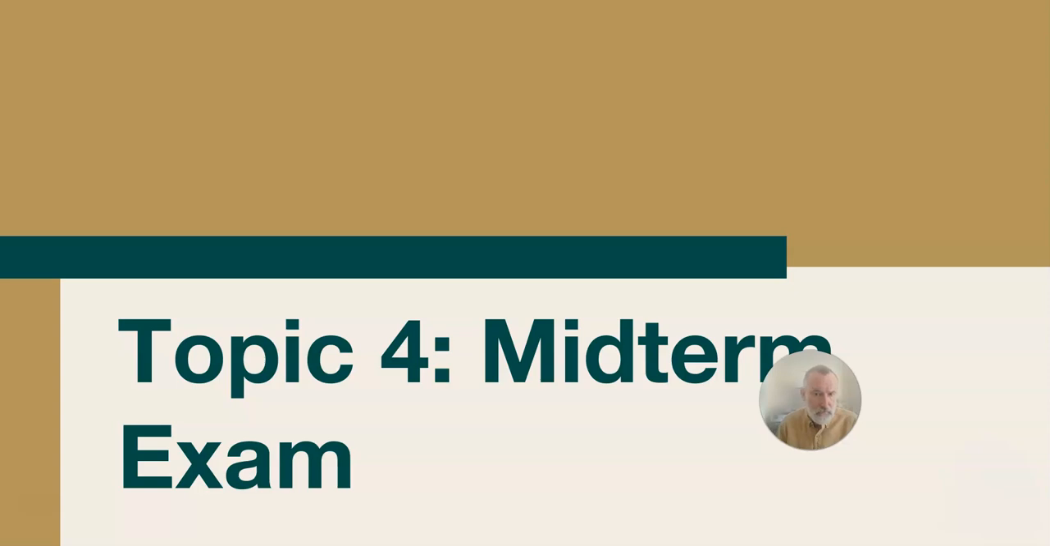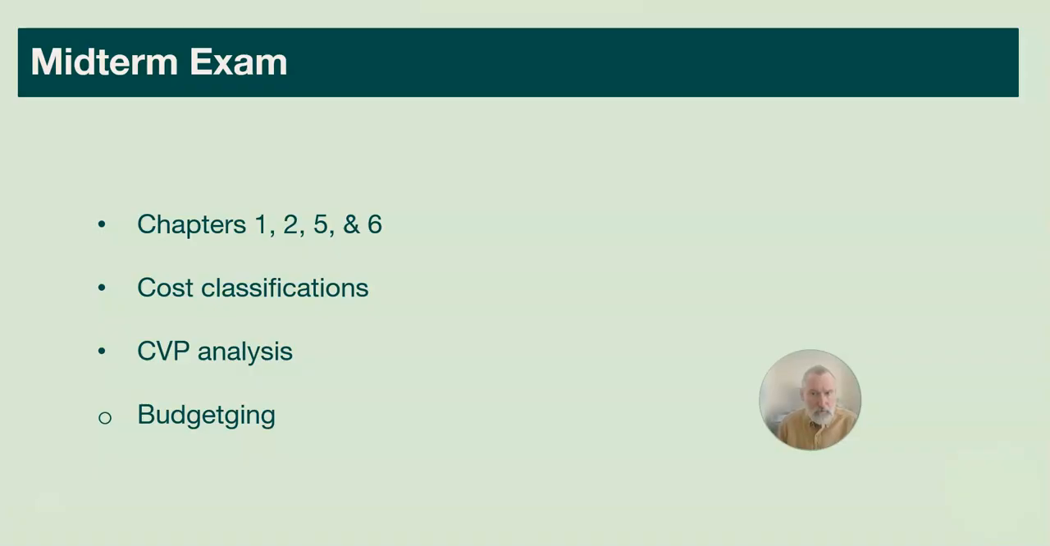One last thing we have to go over is our midterm. This is what you can expect for the midterm exam. The midterm exam covers our previous modules, which were chapters 1, 2, 5, and 6. Major topics include cost classifications, CVP analysis, and budgeting. So to be clear, the topics that you were introduced to and learned about in this module are not on the midterm.